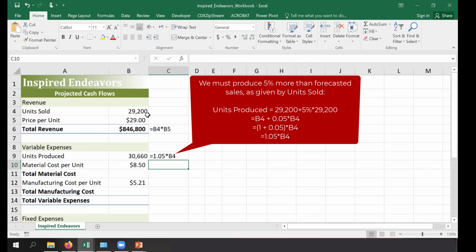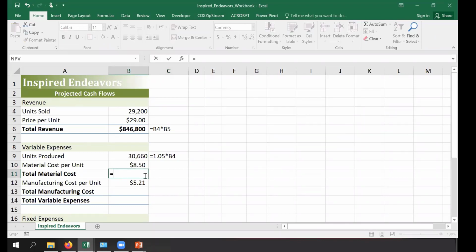Now the next thing we're going to do is calculate the total material cost. To do this, we set that equal to however many units we produce, in B9, times the cost of $850, so times B10. And then to calculate the total manufacturing cost, we set however many units we produce multiplied by the manufacturing cost per unit, and that's going to be 521.